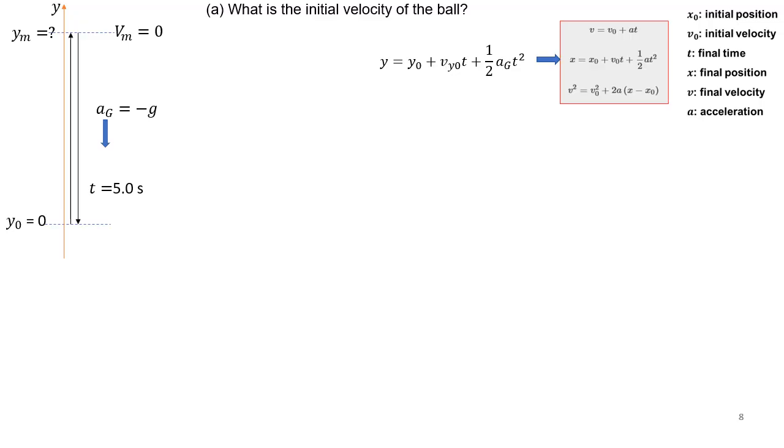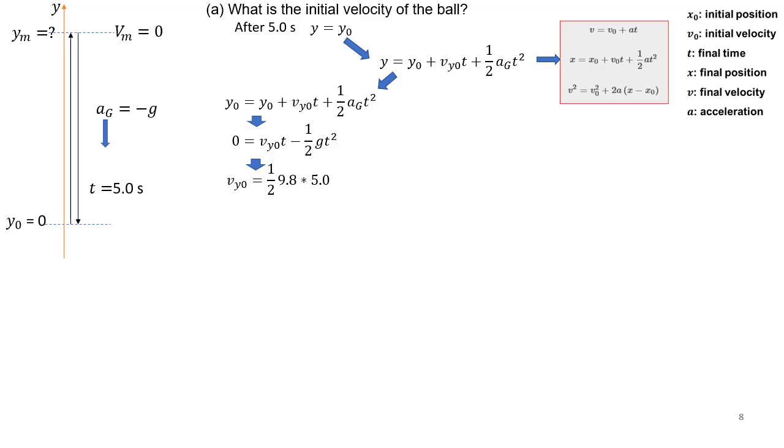Now if you consider the total motion, from the start to end, it takes time t equal to 5 seconds. The ball initially was at y0, and now again it comes back to y0. So after 5 seconds, the final position is y0 again. If you substitute, you get y0 is equal to y0 plus vy0 t plus half ag t square. Substituting ag as minus g, the equation reduces to 0 is equal to vy0 t minus half g t square.